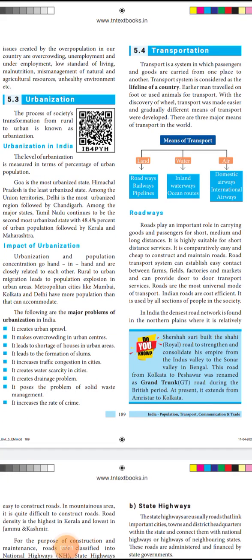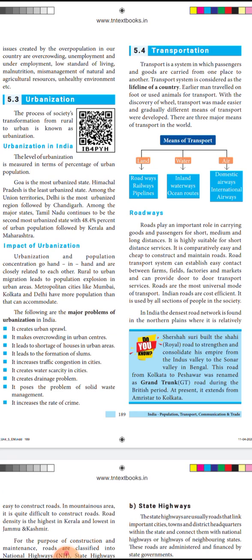The next part of lesson 5 is transportation. Transportation, you all know, is a system in which passengers and goods are carried from one place to another. So, it is a lifeline of a country. Earlier, before transportation was introduced, man used foot for moving from one place to another, or used animals for transport. In this clipping, you can see the means of transport.